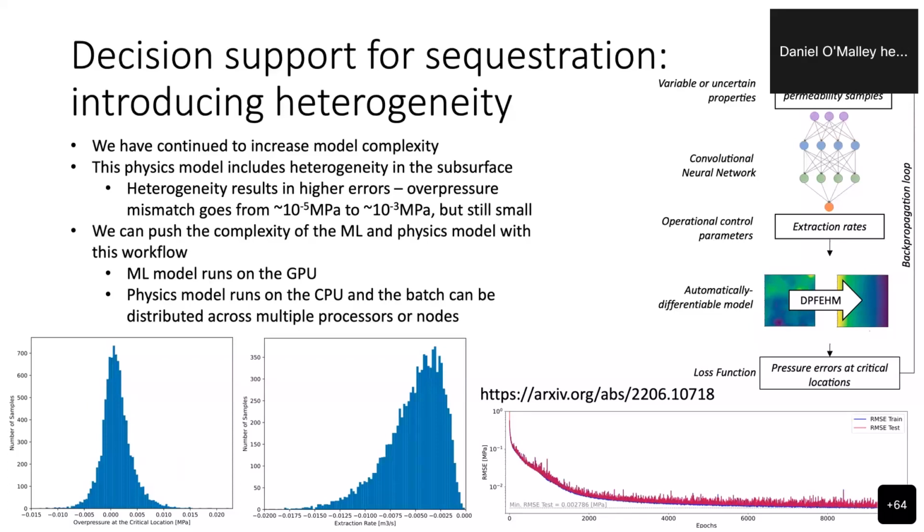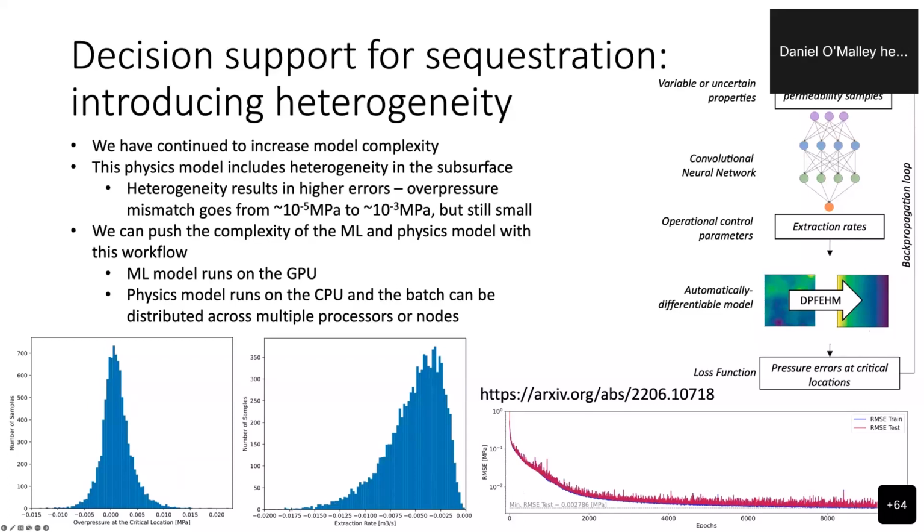We get a little bit less accuracy in how accurately we can control the overpressures at the critical location, but it's still quite small. It's something like 10 to the minus 3 megapascals, which I think is generally quite small. And so yeah, this is just showing the training process.